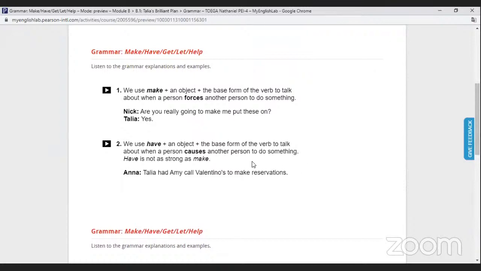Okay, another example. I had my cousin... No, I had my house cleaned by my cousin. It would be okay. I have... What did you say? I had my house cleaned by my cousin. It would be okay. Yeah, it's okay too.